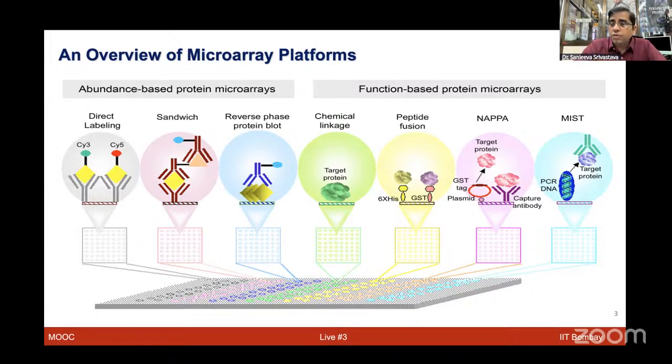So these are the different ways of doing the arrays. And finally, people have also tried to take the unpurified PCR products, printed them on the chip, and then added the in vitro transcription translation machinery on top of it, which is known as the multiple spotting technique or MIST. So these are just a broad bird's-eye view of the different microarray platforms which you have been studying in the course.